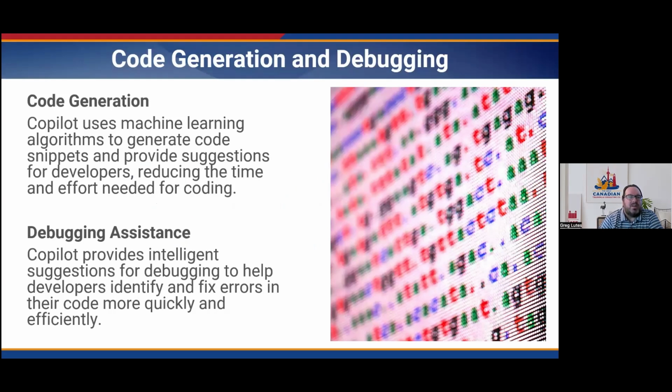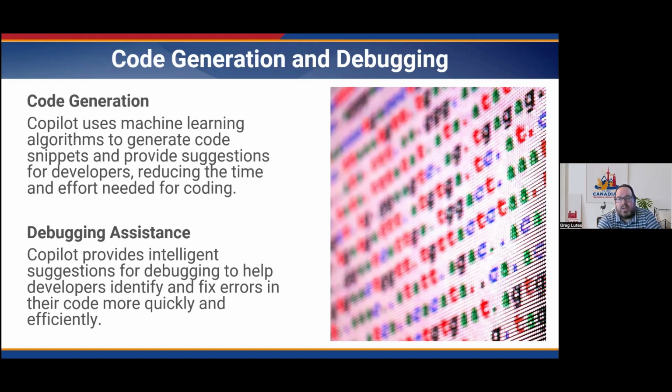Let's talk about how it does that. With code generation, it can generate code snippets and provide different suggestions when you're debugging. It actually reads your code and makes different suggestions on how to change things or how to improve the code or make it more efficient. This saves developers a ton of time, not just time, but also effort too. Those of you that program know that programming can be extremely frustrating sometimes. And this helps to alleviate some of that frustration.